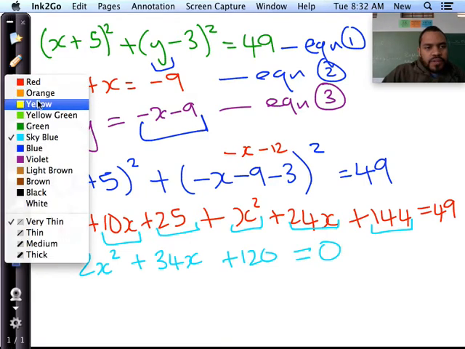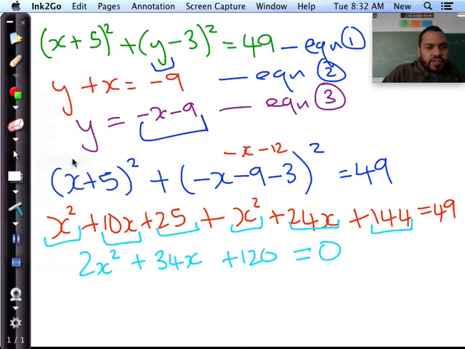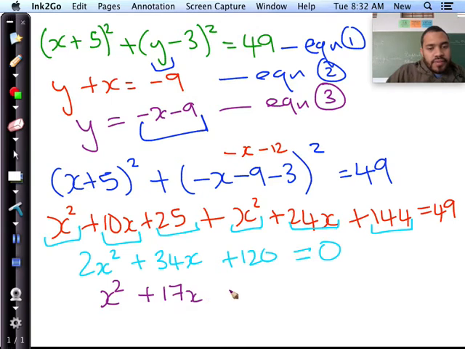At this point in time we can see there's a common factor of 2, and because it's an equation I can easily divide everything by 2. So if I divide 2x squared by 2, what do I get, Amina? X squared, plus 17x, plus 60 is equal to 0.